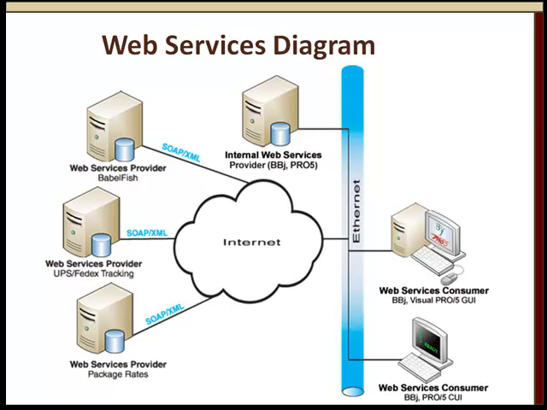The other example may be of consuming a web service offered by a third-party provider. We could have an internal web service provider. Over here on the top, we have a BBJ or Pro5 web service being provided and consumed on the right-hand side by a web services consumer in BBJ or Visual Pro5 GUI. In the character world, it can be consumed by BBJ or Pro5 CUI. And then the web service has been offered up. On the left, we have some examples, UPS, FedEx, tracking, and that's the example we'll look at in a minute. So let's have a look at that.